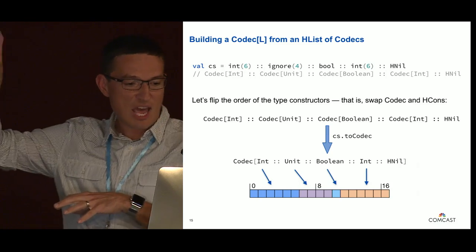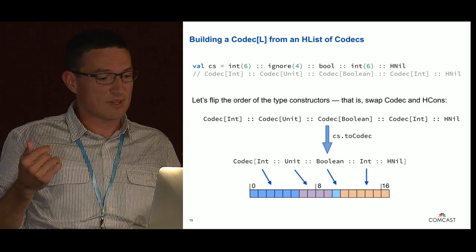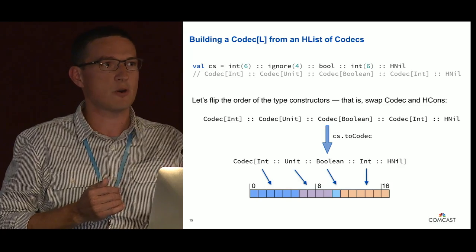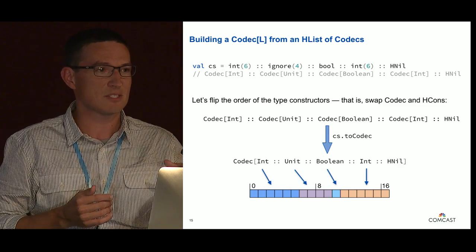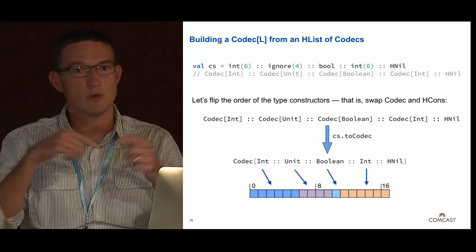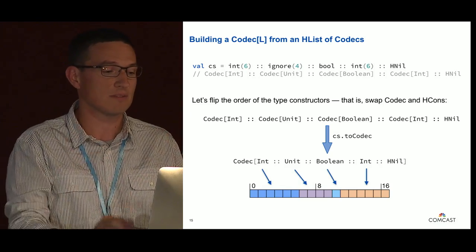Just to be clear about what's happening here in the effect space, if we go to decode a given input bit vector, the bit vector is fed to the codec of int. Assuming that's successful, the remainder of that first codec is fed into the codec of unit and so forth. So it represents bitwise concatenation of the binary effects of those codecs.